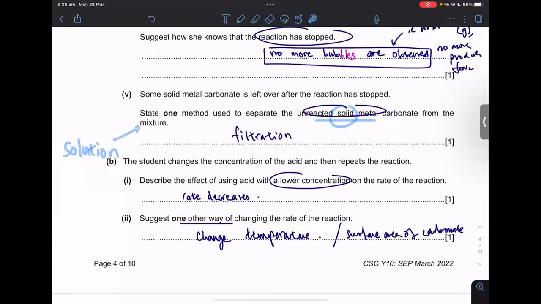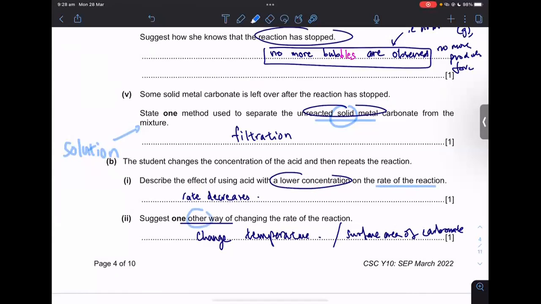The next thing, lower concentration, is the exact same question from multiple choice. When you add water, you get lower concentration, and the rate decreases. What is the effect on the rate? Read the question on the rate. As concentration decreases, rate decreases. Lower means decreases.